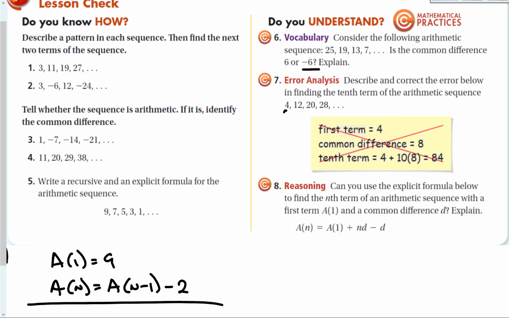So the first term is 4. The common difference is not 8, it's 6. So if we change this to a 6, then we would get 64. And can you use the explicit formula below to find the nth term of an arithmetic sequence with the first term of 1 and the common difference of d?